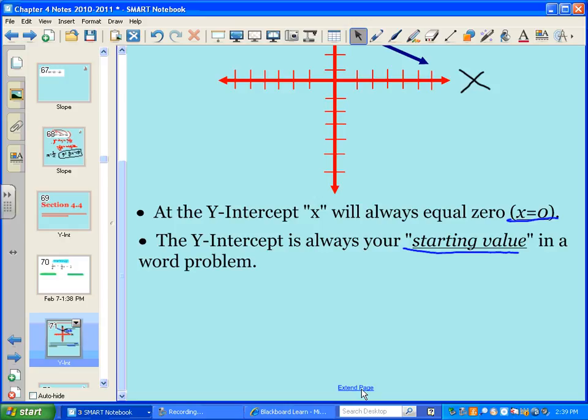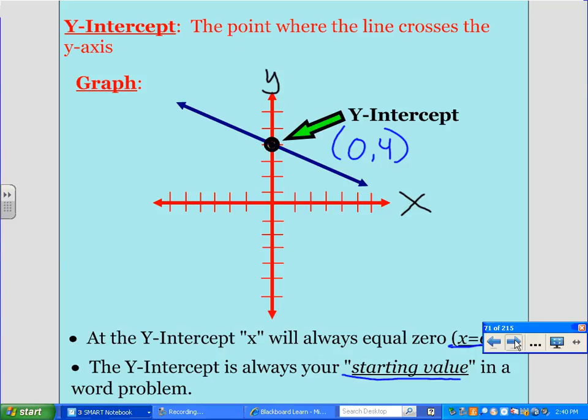If I said Maddie currently has $50, that's her starting point. But maybe Maddie decides to spend $5 every day. $5 every day is the slope, but what she starts with, which would be the $50, is the y-intercept. It's your beginning point. Where do you start? So that's why it's the starting value. Okay. All right, let's go to the next part.